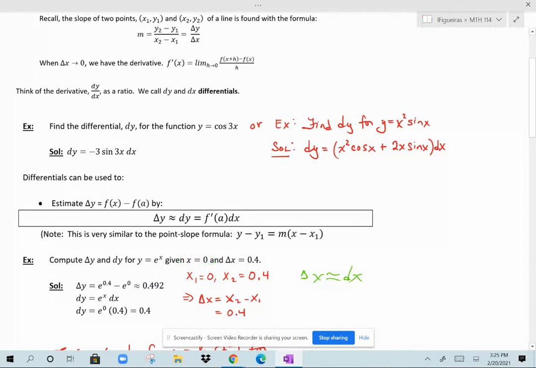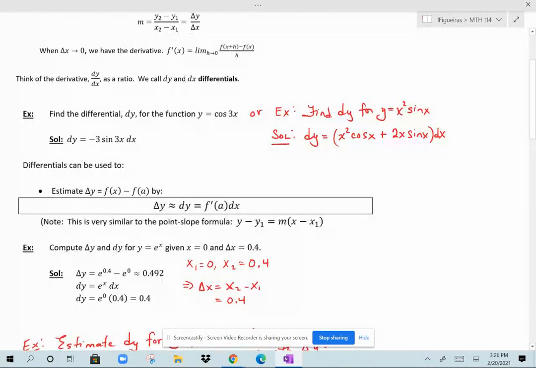The closer your x values are, the better your approximation is. So if instead of 0.4 I had 0.1 or 0.01, this number and this number would be even closer together.